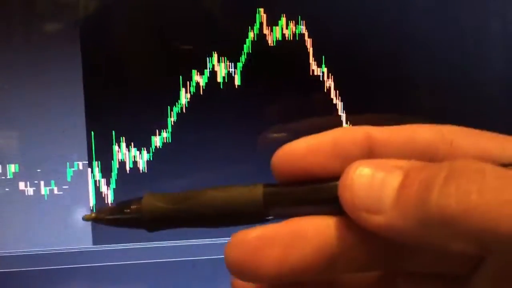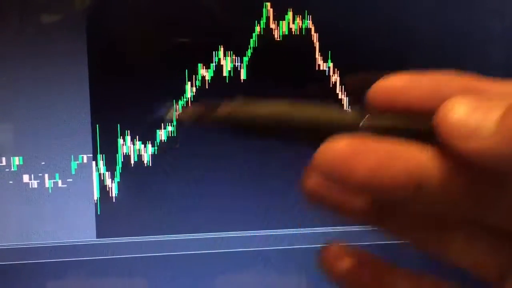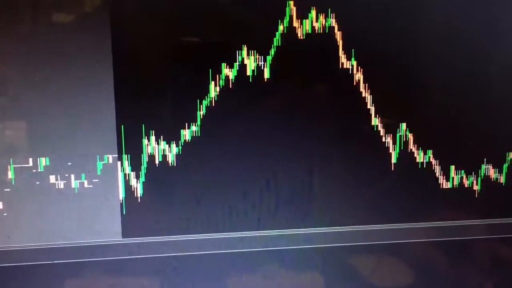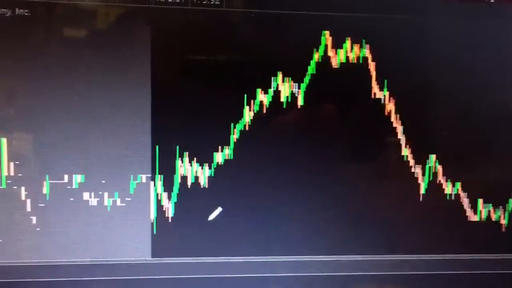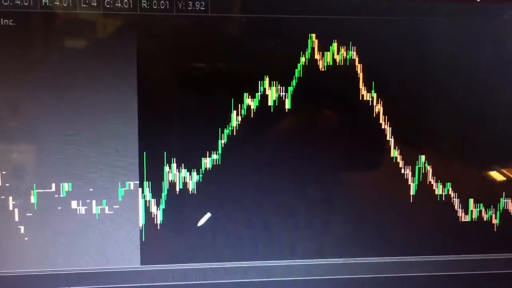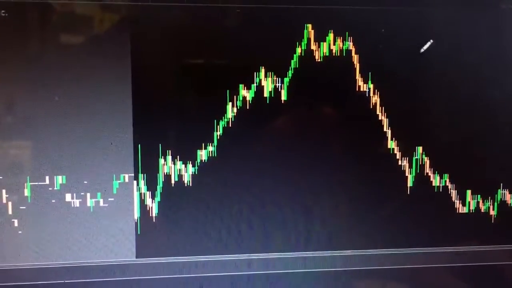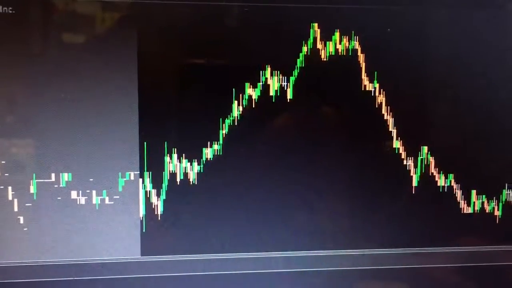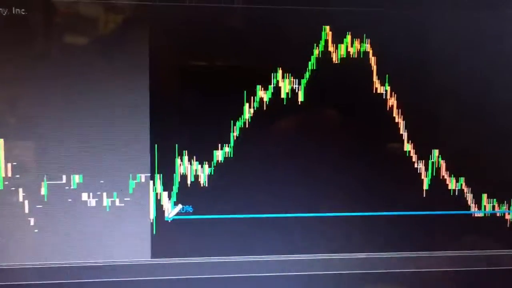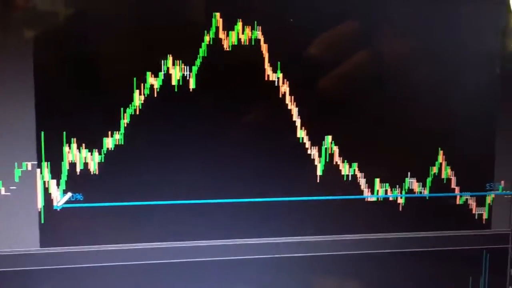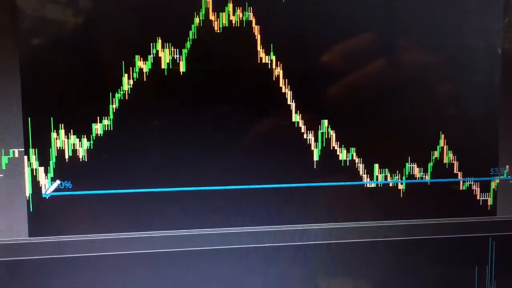Let's count it. 1, 2, 3, 4, 5. And again, this is a 2-minute motive wave. 1, 2, 3, 4, 5. Now this is the 5C. So one of the questions is, when do we know to get out? Well, one of the rules is that if it goes beyond the 2 wave, it's going to continue to go down. Well, look, it violated the 2 wave.